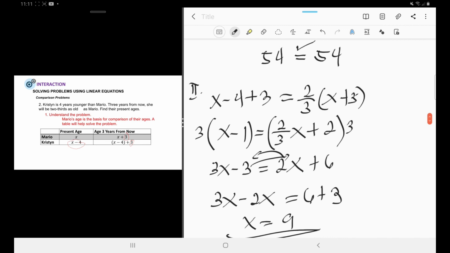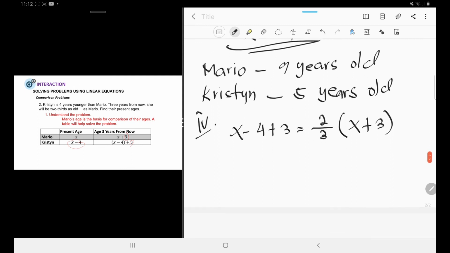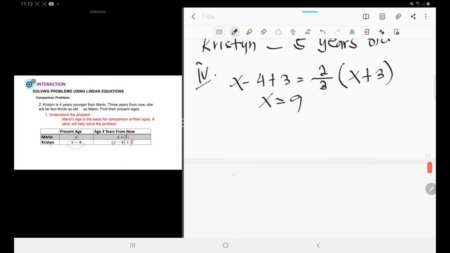Okay, so let's check our solution. So here we have our equation of x minus 4 plus 3 is equal to 2/3 of x plus 3, where x is equal to 9. So we have 9 minus 4 plus 3 is equal to 2/3 of 9 plus 3.